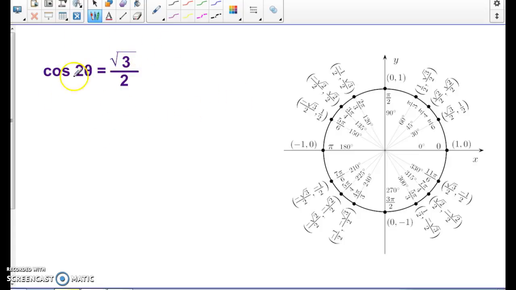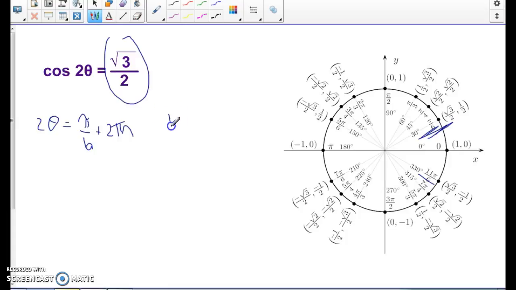Now, this one is a little bit trickier. Hopefully you saw that in M4. If not, we can get you caught up real quick. Cosine of 2 theta is square root of 3 over 2. So I just find out where the cosine value is root 3 over 2. That would be here. And that would be here. So I have two answers, where 2 theta is pi over 6 plus 2 pi n. And I also have the other one, which is 11 pi over 6 plus 2 pi n.